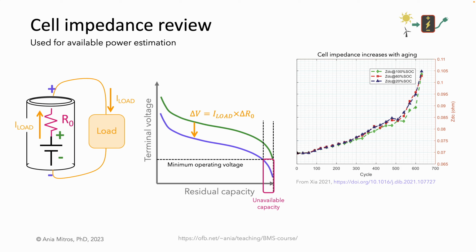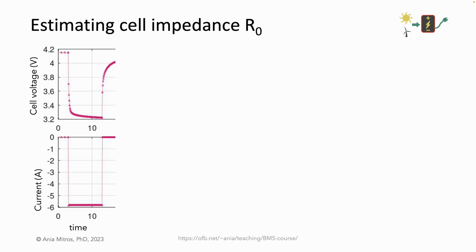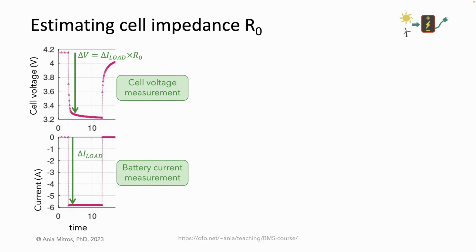To provide a good estimate of available power for an aged battery with an increased internal impedance, the BMS must estimate the magnitude of this IR drop based on an estimate of the battery impedance. So, how do we estimate this internal impedance? At a point when the application experiences a step change in current, we can measure the battery current and the corresponding voltage change and use them to calculate the battery impedance.